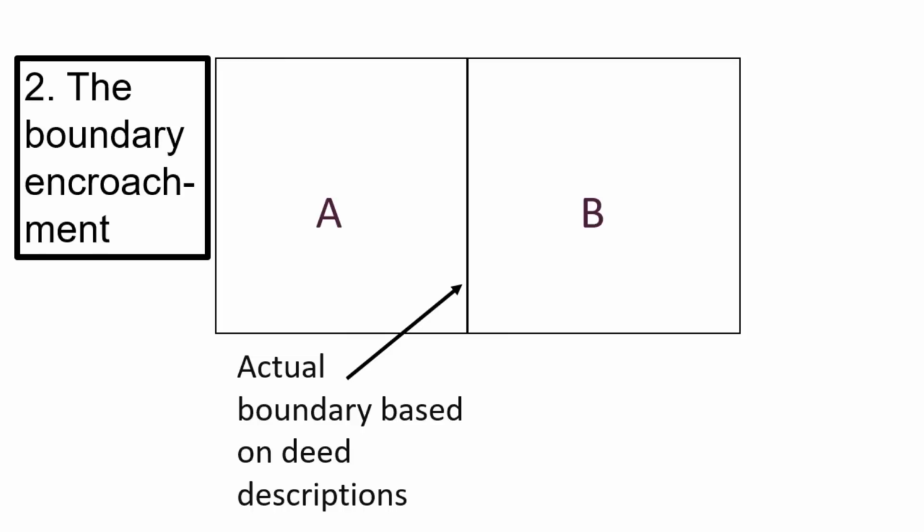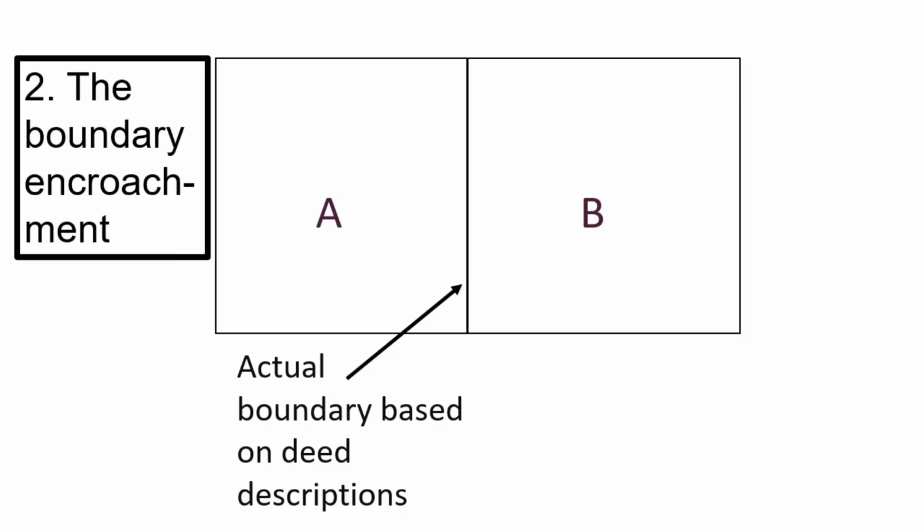The second situation is the boundary encroachment. Here we have A and B side by side, and you can see the actual boundary between their two lots is the solid line with the arrow pointing to it here. That's based on the descriptions in their deeds, or perhaps it's based on a recorded subdivision plat if A's and B's lots are in a subdivision. It's easy to establish, and a surveyor could come out and mark that line on the ground and put some stakes at the corners so that everybody could find it.